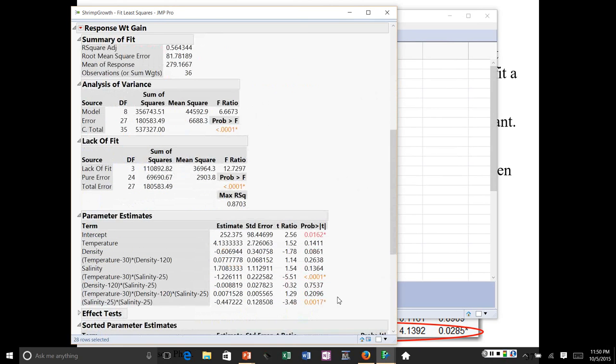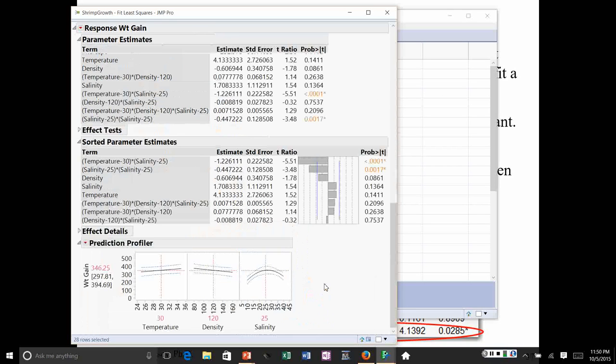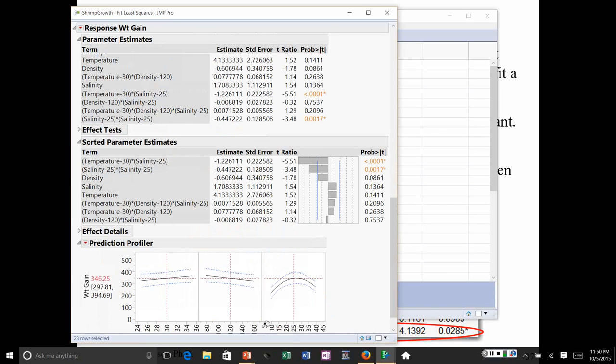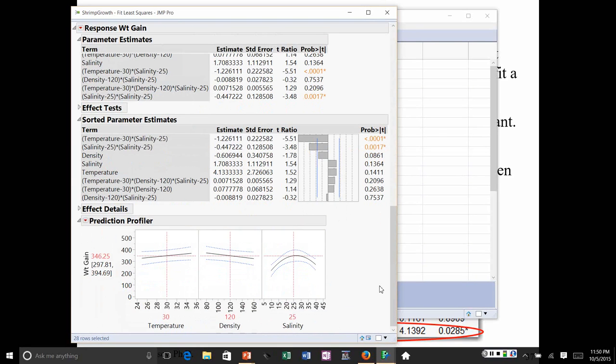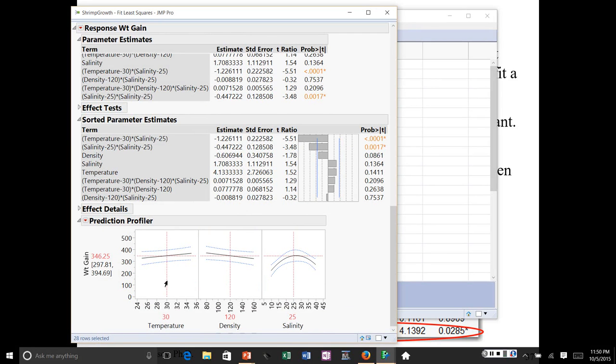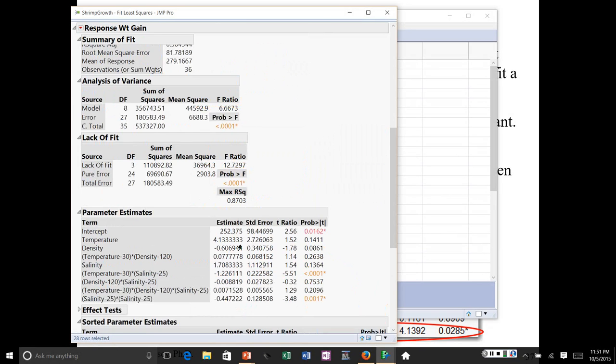Okay, so we look. Salinity squared appears to be very significant. Okay, but we take a look. Salinity does appear to have a quadratic effect. But is it possible that the quadratic effect of salinity might itself change over the levels of density and temperature? So I'm just changing the levels of density and temperature. Notice the quadratic behavior of salinity is changing. So maybe we need to add one more term to this.